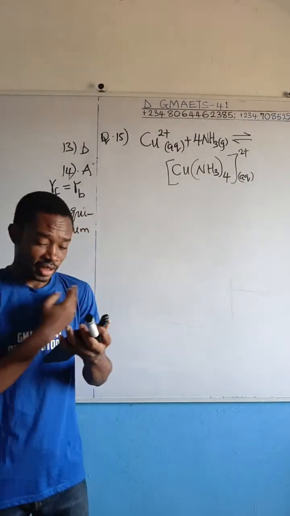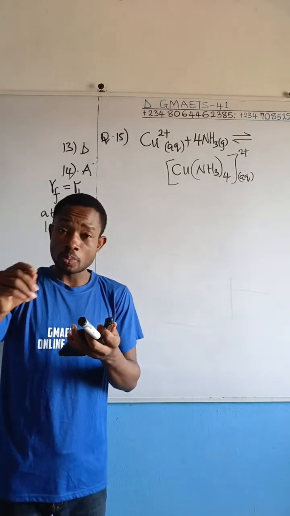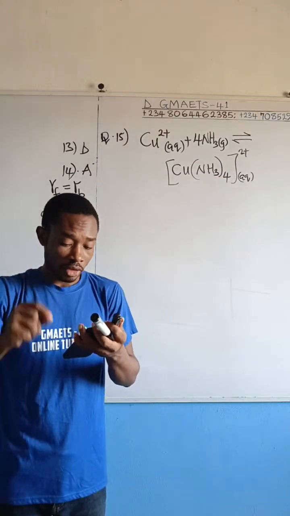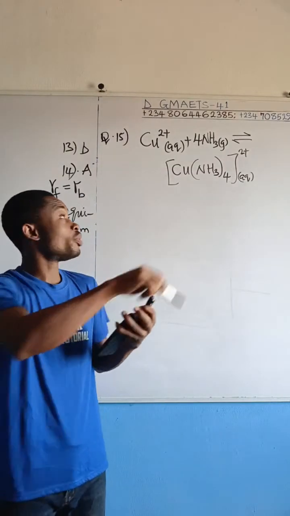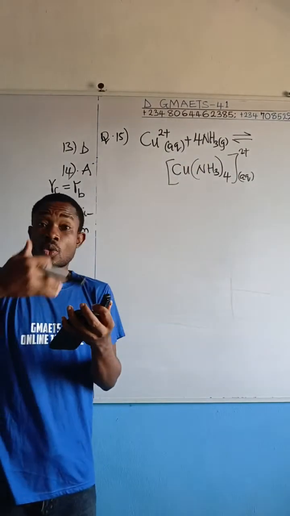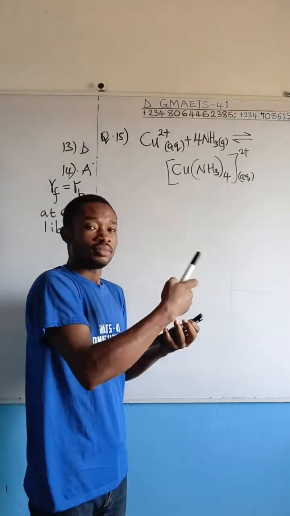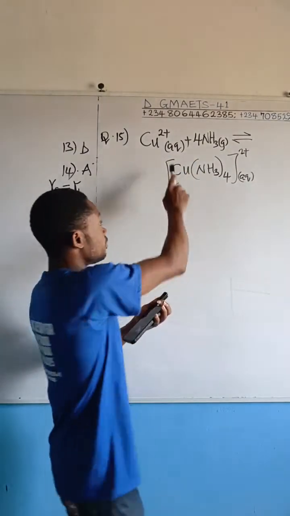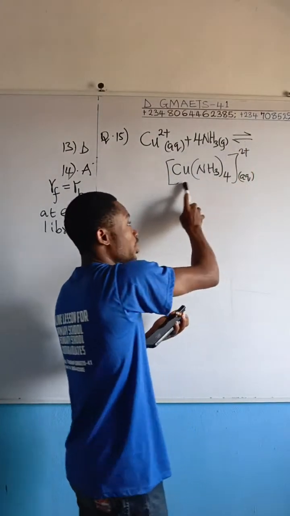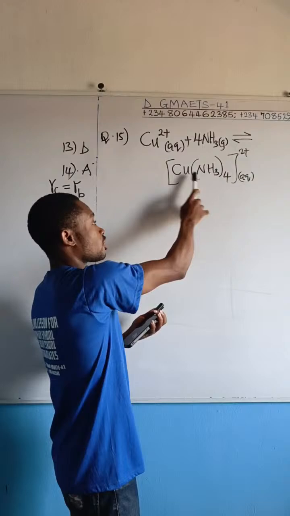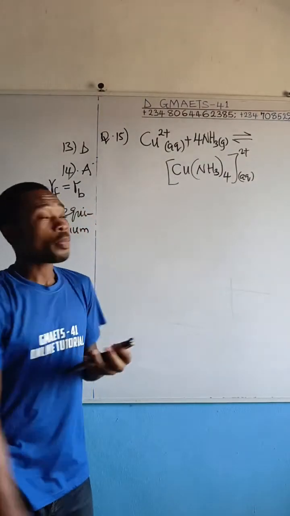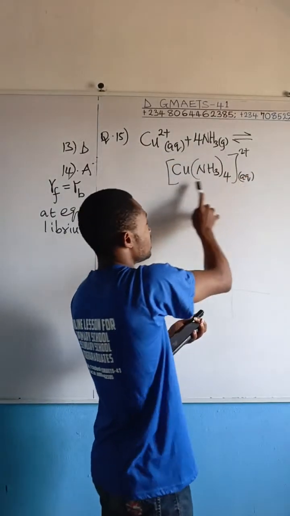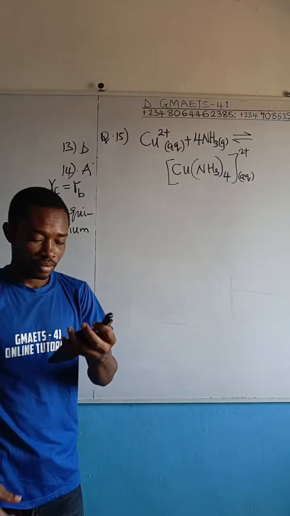So follow along as I dictate the question. Cu2+, that is the copper 2 ion you have there, plus 4NH3 gas, that is 4 molecules of ammonia gas you have here, is in equilibrium with, this reaction was given like this. I'm just the one trying to interpret this grammatically. So this species is in equilibrium with this. This is copper 2 tetraamine. So this species is in equilibrium with this.